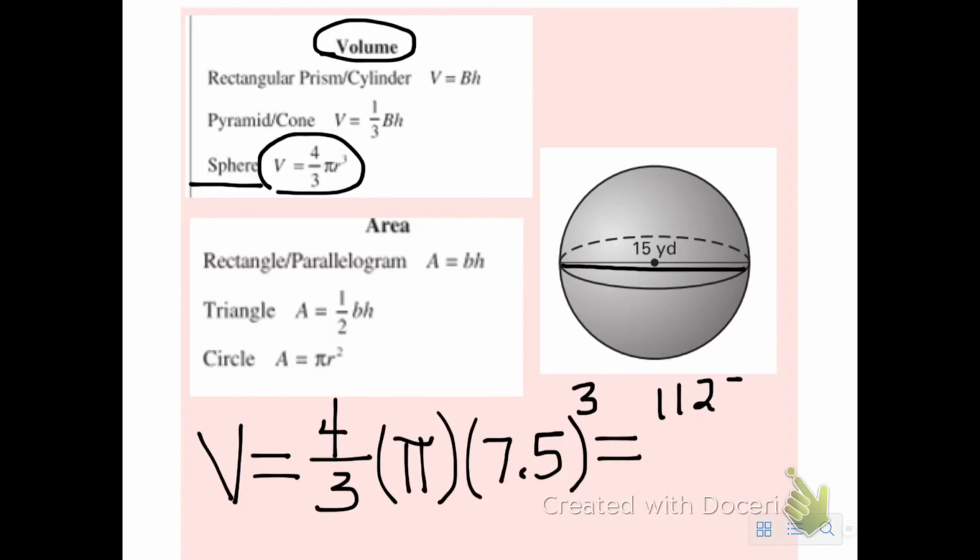And that tells me it's 1,125 over 2 pi. That's my exact answer. If I want my estimated answer, I press the SD button, and that tells me it's 1,767.14. So I'm just going to leave it 1,767.1. And that's how you use the formula sheet to find the volume. We'll be practicing these more tomorrow. So make sure you got this with you, and we'll get to work tomorrow.